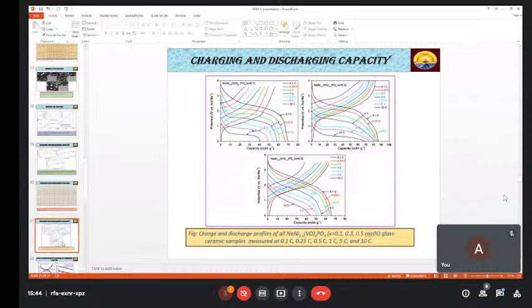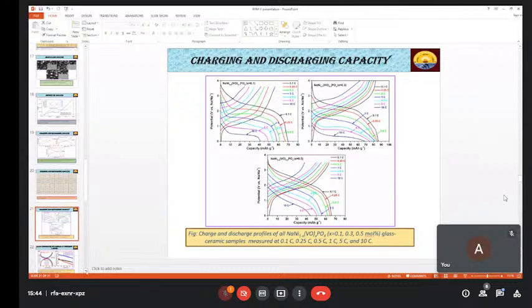Here is the same charging and discharging graph, but here the C rate increases from 0.1 to 10 C. As the C rate increases, the charging capacity decreases. So these are the charging and discharging graphs of all three samples at the different C rates.